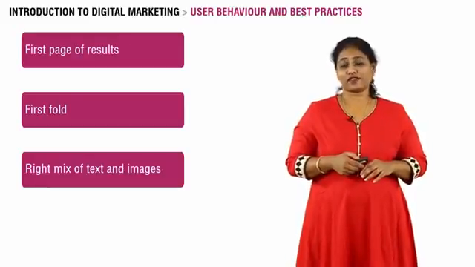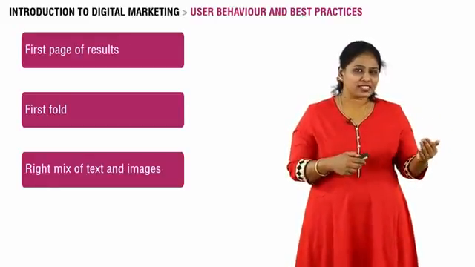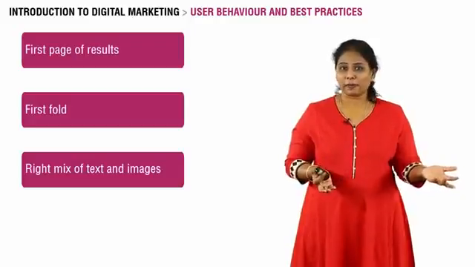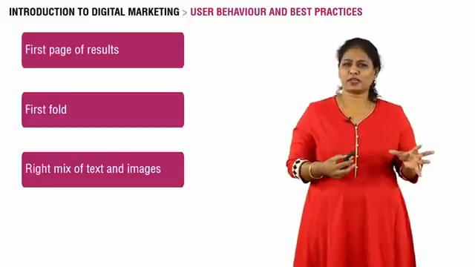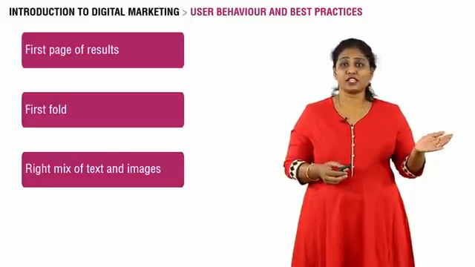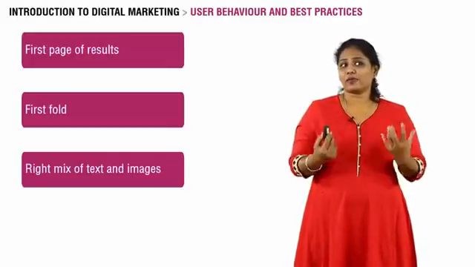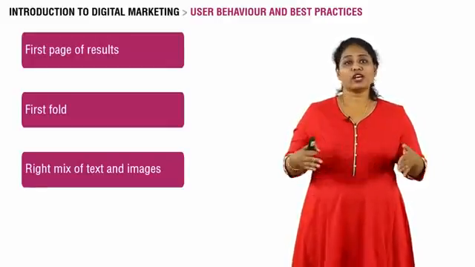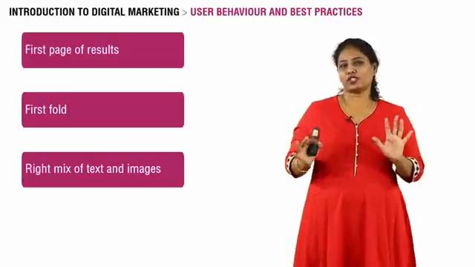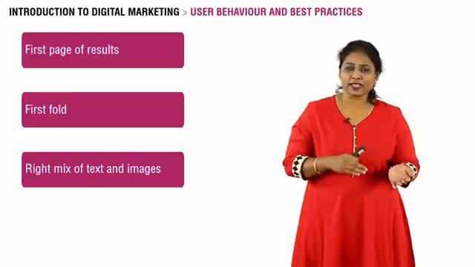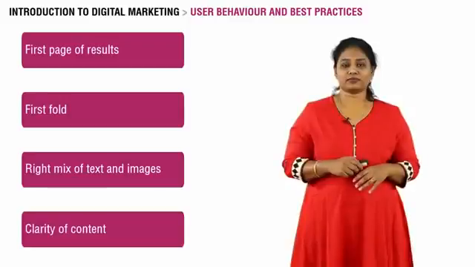We need the right mix of text and images. Too much text will make it look like a newspaper, too bookish. Too many images will look like clutter. In fact, there's a term called banner blindness where the brain is attuned to tuning out stuff which looks like too much of ads. So you need to have the right mix of text and images.